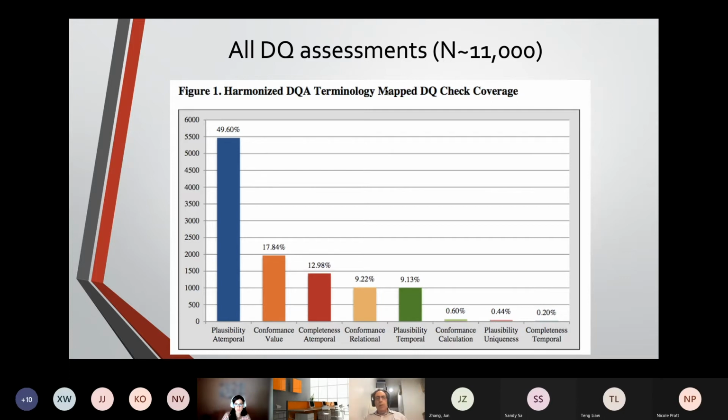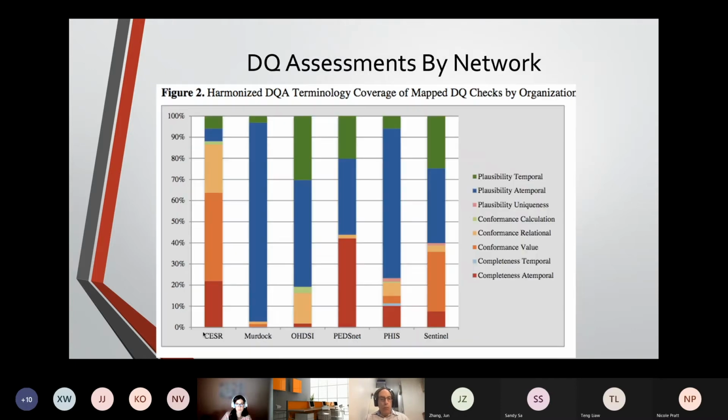The leading place in which data quality was being done was in plausibility. Do the data make sense? Atemporally, not looking at them over time, but these are mins, max, means, 25, 75% quartiles, these kinds of very simple statistics. More interesting is this diagram from her study.